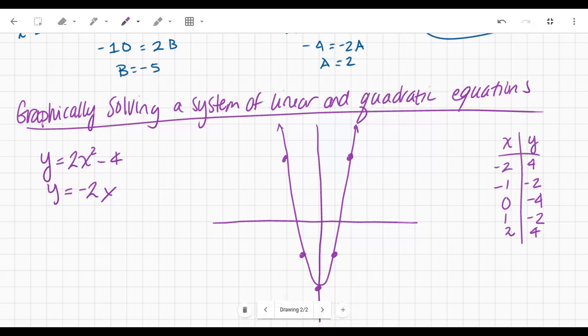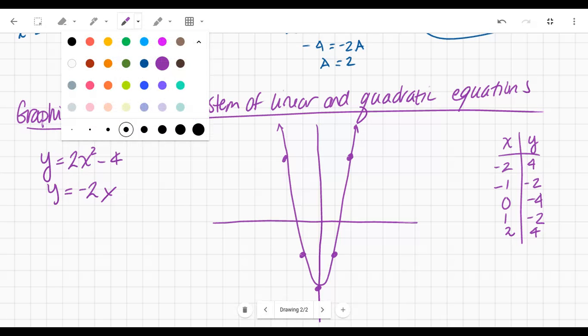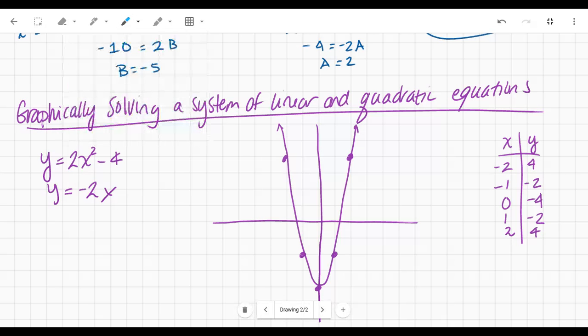There's my parabola. I'll use a different color for the line. Let's use this blue. Okay, y equals negative 2x, so 0, 0 would be the intercept. Slope is negative 2. So there we got one of them. And there's the other one, right? There's our two spots where the line will intersect the parabola. So our answers are 1, negative 2, and then we have negative 2, 4.